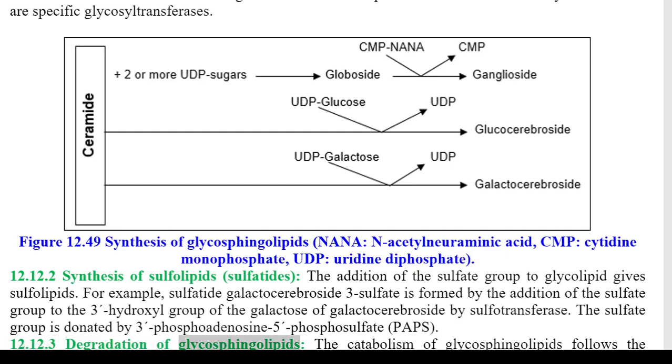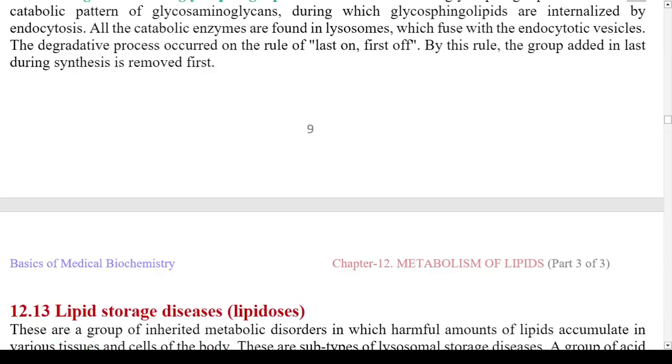12.12.3 Degradation of glycosphingolipids. The catabolism of glycosphingolipids follows the catabolic pattern of glycosaminoglycans, during which glycosphingolipids are internalized by endocytosis. All the catabolic enzymes are found in lysosomes, which fuse with the endocytotic vesicles. The degradative process occurs on the rule of last on, first off. By this rule, the group added last during synthesis is removed first.